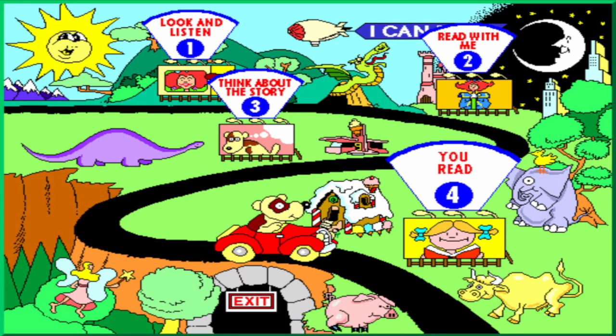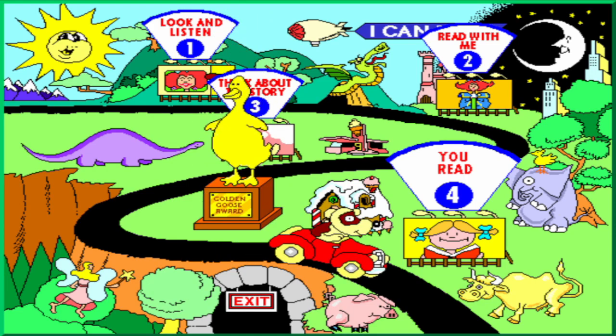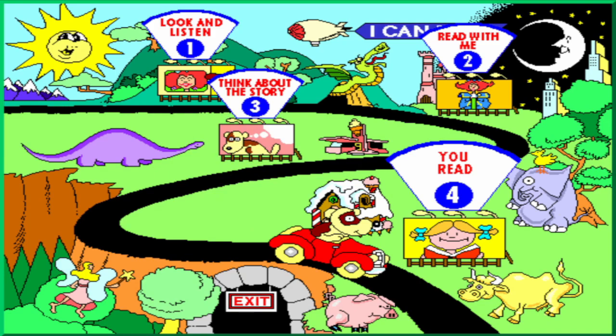When you finish one part of the program, go on to the next. When you finish the last part, you've earned the Professor Gooseberry I Can Read Club Goose Award for reading excellence. That's the end of our tour. If you want to see it again, click on Blooper. If you want to get started with Always Arthur, click on the Look and Listen button.